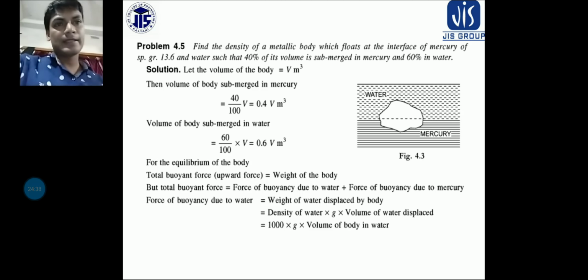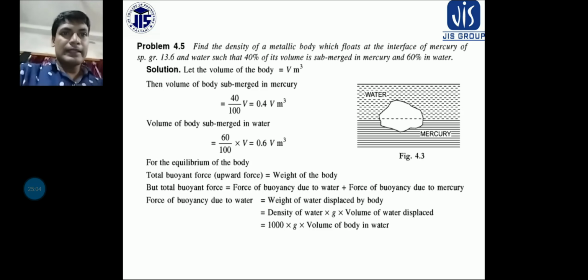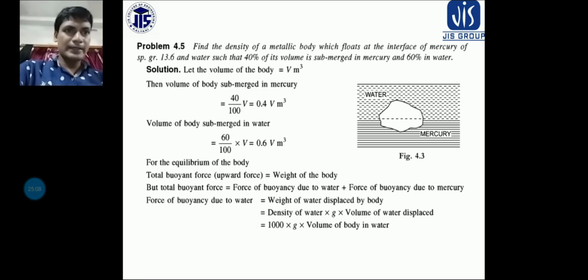Now let us solve another numerical. Find the density of the metallic body which floats at the interface of mercury of specific gravity 13.6 and water, such that 40% of its volume is submerged in mercury and 60% in water. Okay, so let the volume of the body be v meter cube.